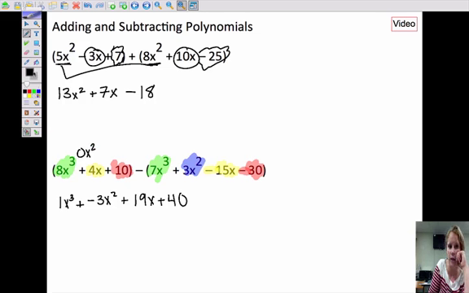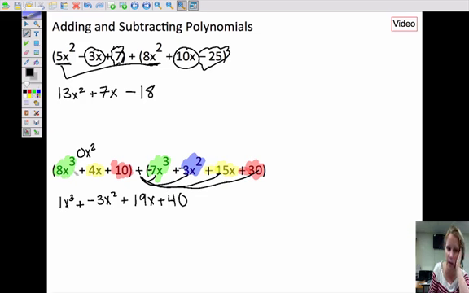The other way to do it is to just see, once you see this negative, make it a plus sign and change the sign of everything in here. All right, so distribute that negative. Negative 1 times this, times this, times this, times this. There's two ways to do that then.